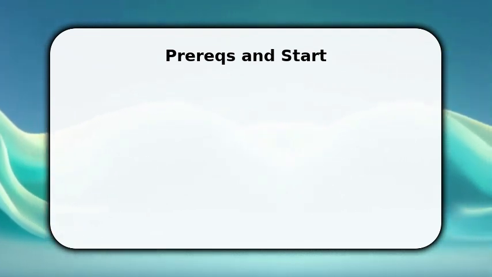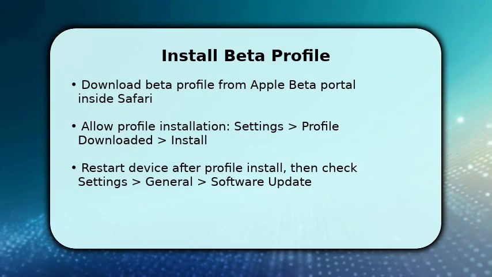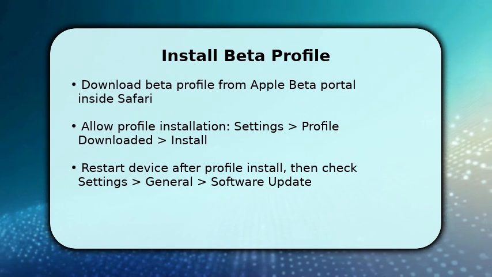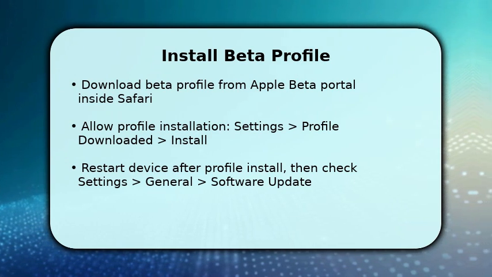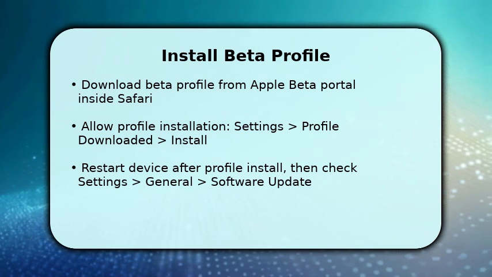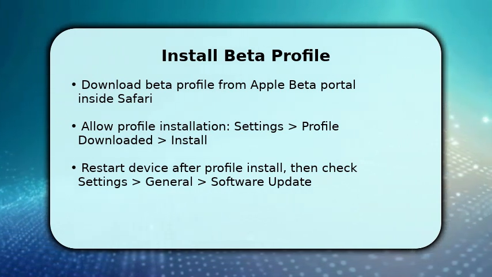Now proceed to download and install the beta profile so the system recognizes. With the profile downloaded, open Settings and tap Profile downloaded at the top. You will see the Apple Beta software profile. Tap Install, enter your passcode, agree to prompts, and follow the on-screen confirmations. Once the profile is installed, restart your iPhone to apply changes.